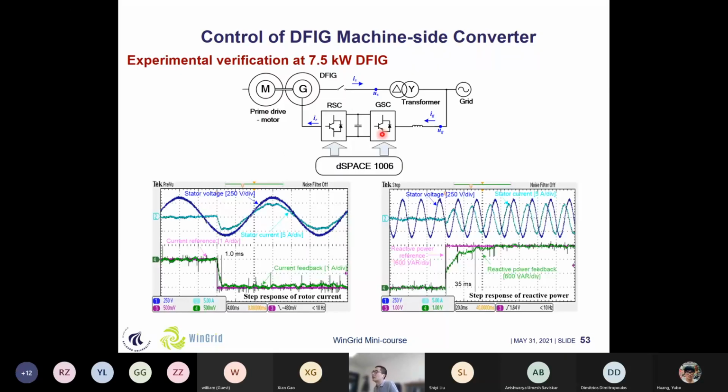Similarly, we can do some experiments in this case. Here you can see the step response for the current, and we can calculate the rise time and check whether it is according to our design bandwidth. Similarly, we can do a step change of the reactive power and measure the rise time of this outer loop, to see whether this control bandwidth is well designed or not.